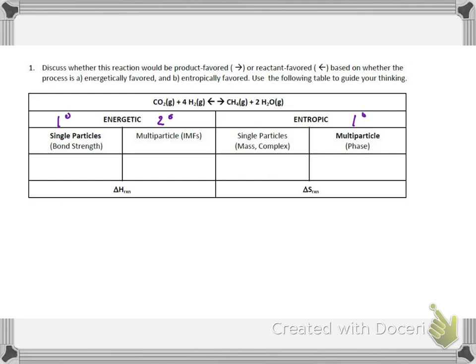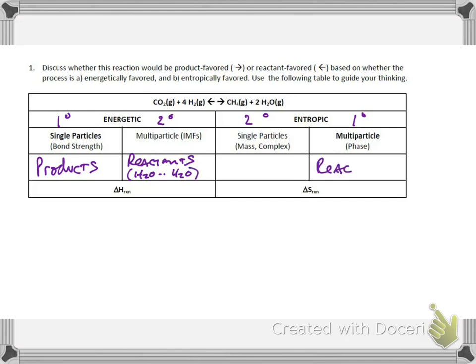Primary consideration for entropy is the multi-particle phase, and the secondary consideration is the single particle mass complexity. So by doing this, we see that this is a product-favored reaction expected due to the AA bonds, high potential energy in the reactants. In the multi-particle IMF, we expect water to be the most stable interaction with itself due to hydrogen bonding, so we would pick reactants. Due to the intermolecular forces, it probably has the highest intermolecular forces of all the particles shown.